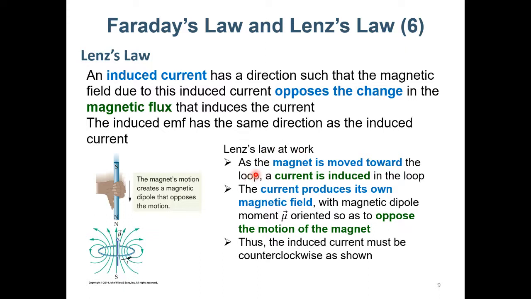Lenz law at work: as the magnet is moving toward the loop, a current is induced in the loop. The current produces its own magnetic field, whose magnetic dipole moment mu is oriented so as to oppose the motion of the magnet. Thus, the induced current must be counterclockwise as shown. It tells you how to determine the direction of the induced EMF.